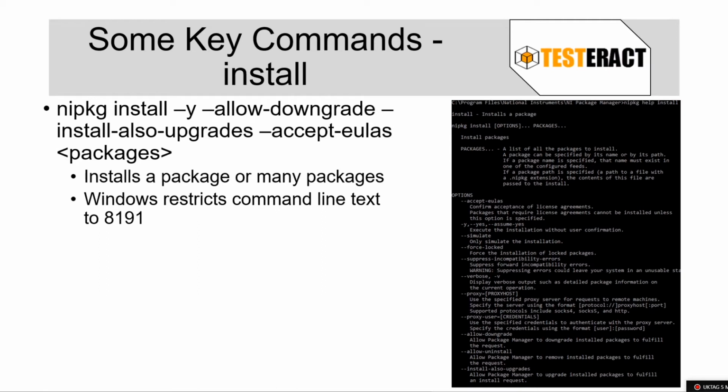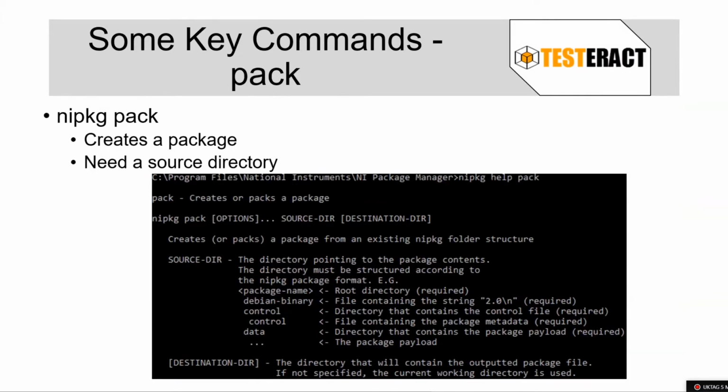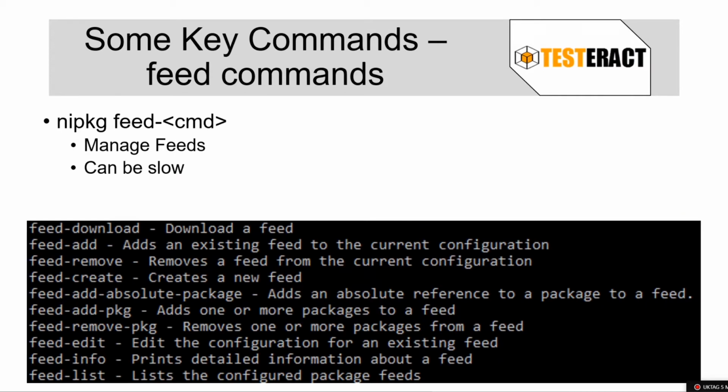And I did run up against the Windows command line text restriction. Apparently, you can only have 8,191 characters, because when you pass 150 packages to a command line, especially with the full path of those packages, you can get up there in your text. So be wary of that. The pack command is a good one if you're creating packages. And then there's a whole bunch dealing with feeds if you're going to write your own feed tool.